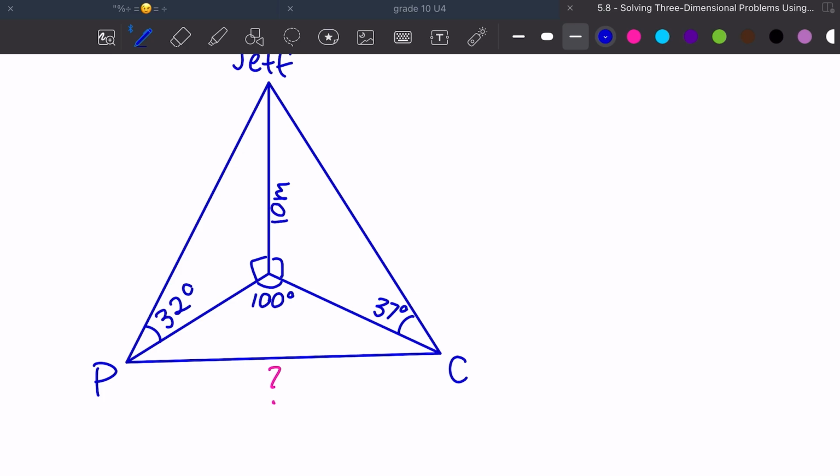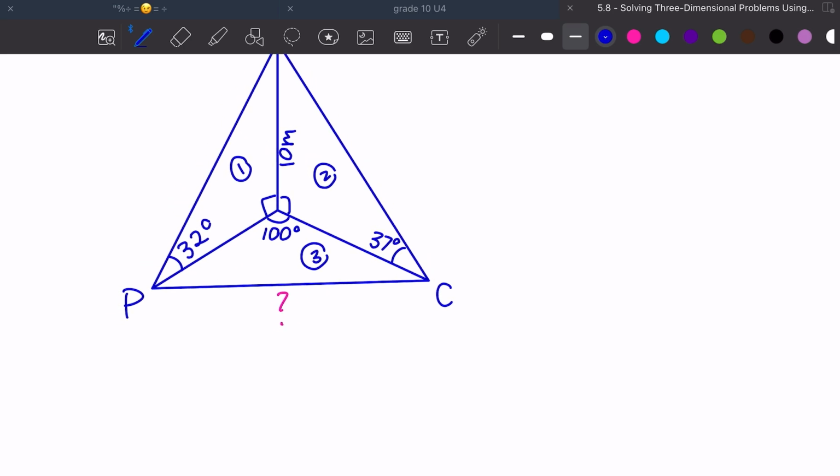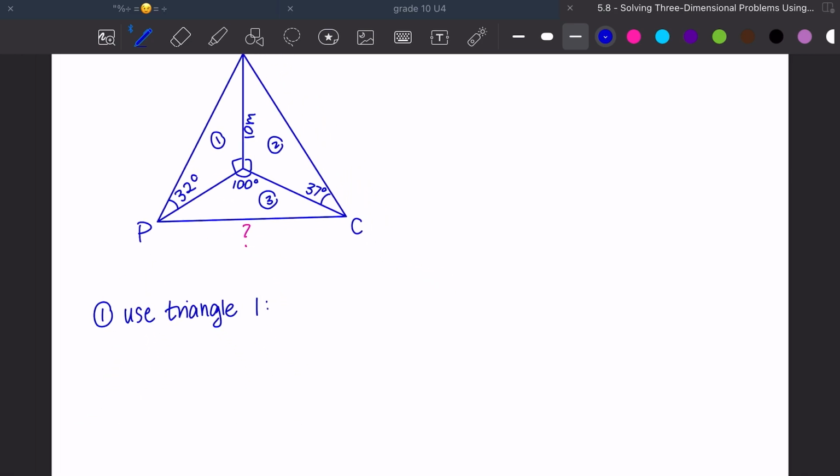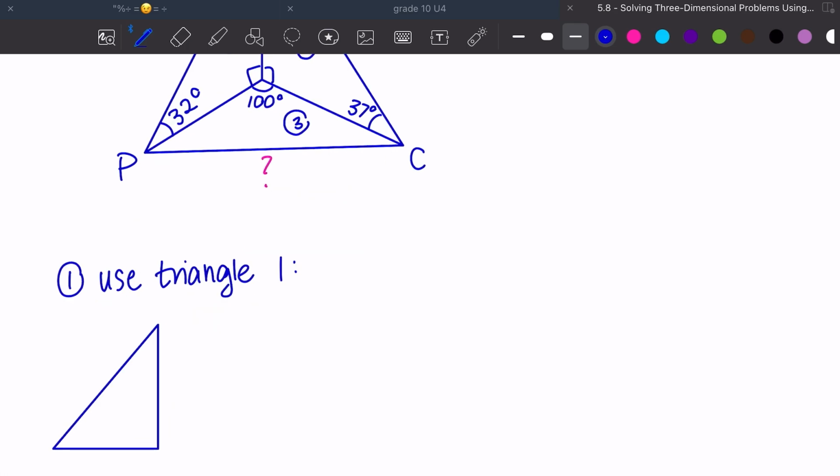The triangle on the left. Okay, so you called this one triangle 1, this one 2, and this one 3. So Kian did triangle 1 first. So use triangle 1. And what did you find in this triangle? I used the tan ratio and I found the side that connects to triangle 3.